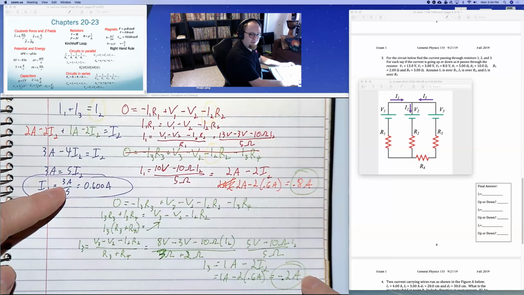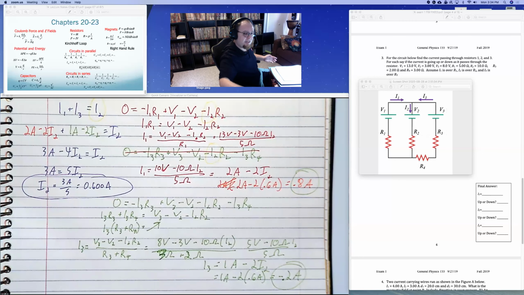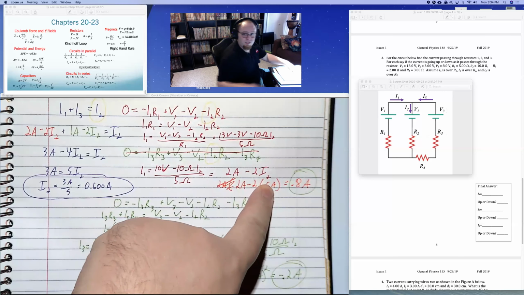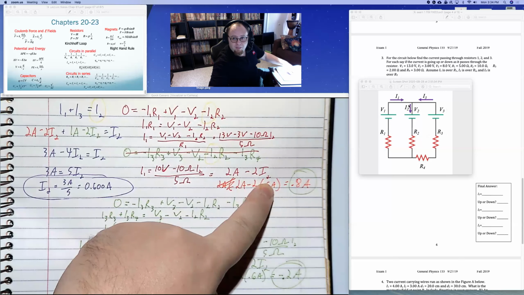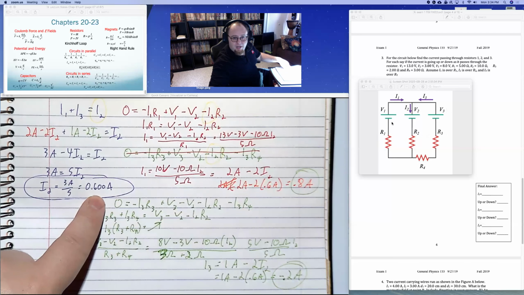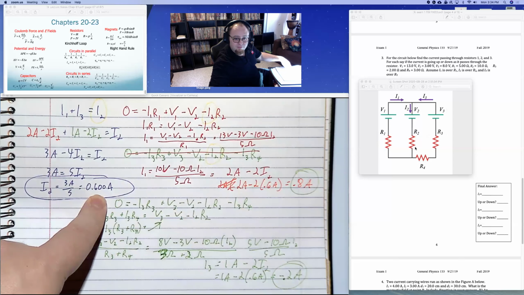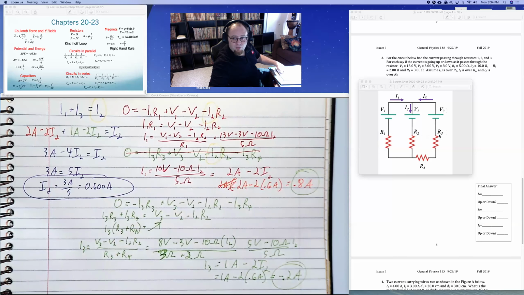But let's talk about this negative real fast. Negative current just doesn't really exist. If you get a negative current, what that means is when you arbitrarily guessed the directions, you guessed wrong. So I1 is 0.8 amps, and it's up, because that's the direction I said it is. I2 is 0.6 amps, and it's down, because that's the direction I said it is. I3 is 0.2 amps down, because I got a negative, which means I have to flip the direction of the current.